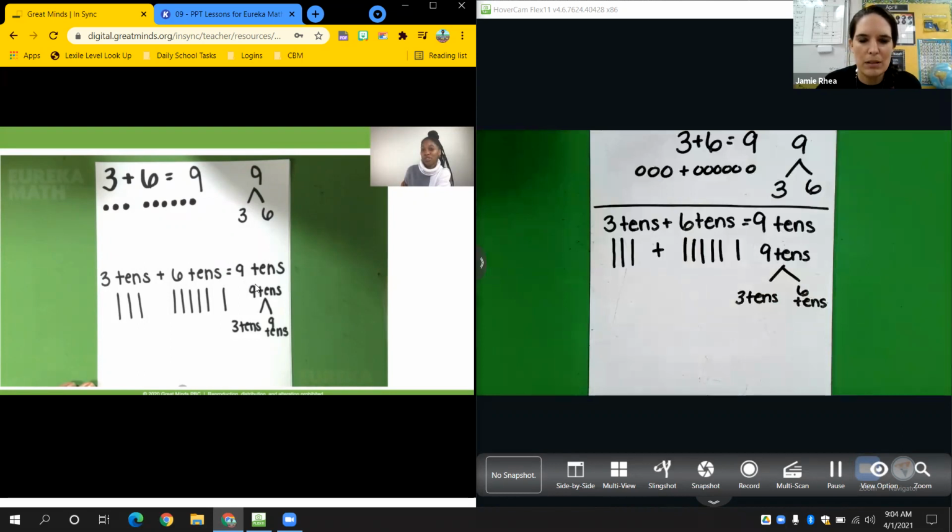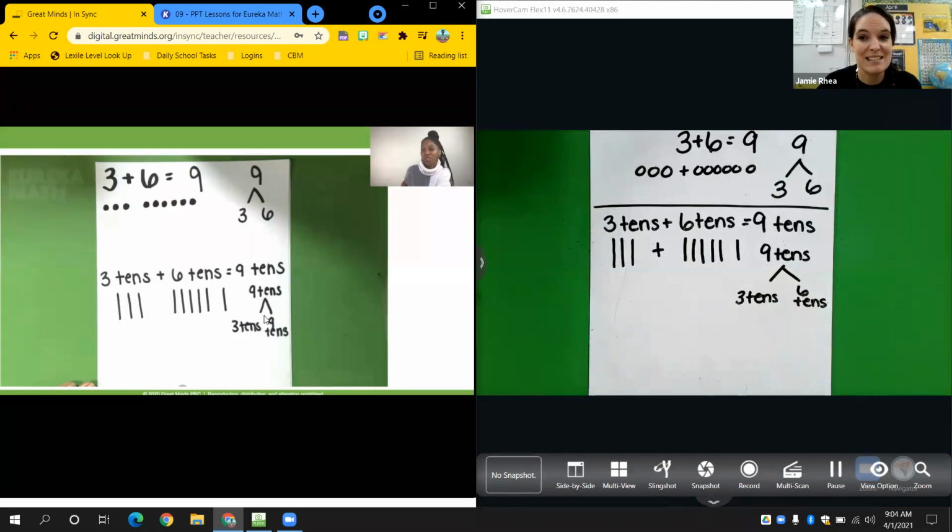Look at her number bond. 9 tens, 3 tens. Is 9 plus 3 equal 9? No. What should be here? It should be a 6. So she made a mistake. She hasn't caught it yet. But friends, let's go ahead and do what she asked.